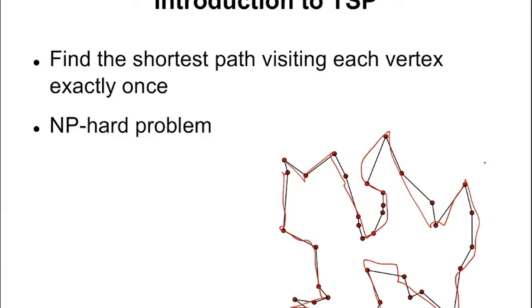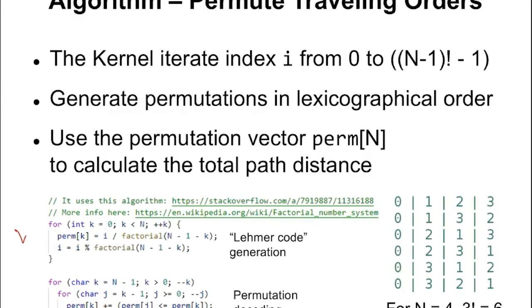So the algorithm should iterate through an index I from 0 to factorial of n-1, minus 1. We can generate a permutation by this algorithm. The first step is to take I as the input and then generate the so-called Lehmer code. This is to generate permutations in lexicographical order. Then 0 will generate the order 0, 1, 2, 3, and then 3 will generate the order 0, 2, 3, 1.